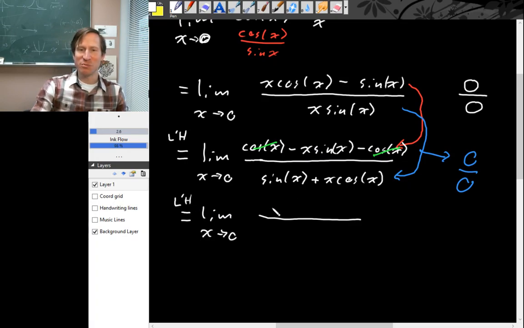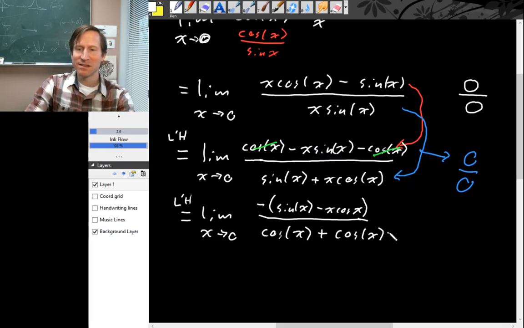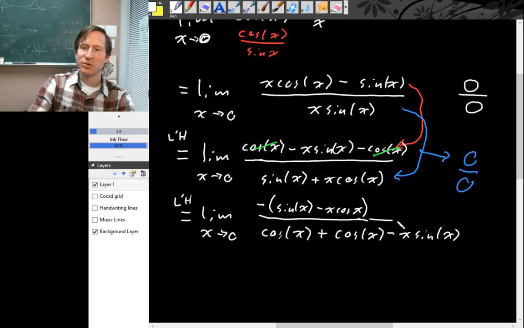So take the derivative of the numerator. We get our minus sign out in front. And then let's do our quotient rule. So sine x minus x cosine x in the numerator. And then in the denominator, derivative of sine is cosine x plus, and now we have to do the quotient rule again, cosine x, sorry, that's going to be a minus, x times sine x. So there's our quotient after the second round of L'Hopital's rule.